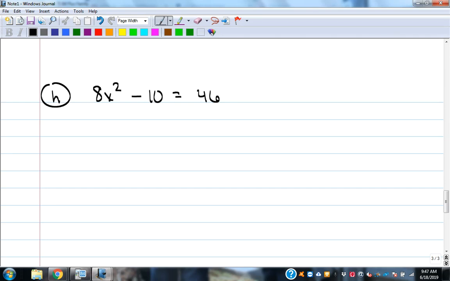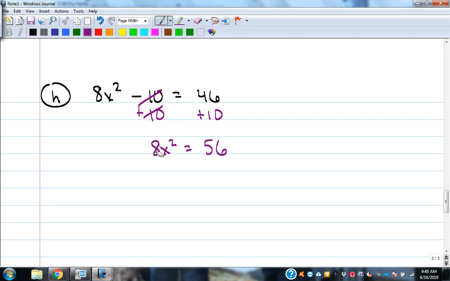Okay. Now, first thing that I would do would be get the x squared by itself. Remember, that's what your job is, to get the x squared by itself. If you're going to solve by square roots, that's what you've got to do. So, first thing I would do would be move the 10. That's 46 plus 10 is 56.